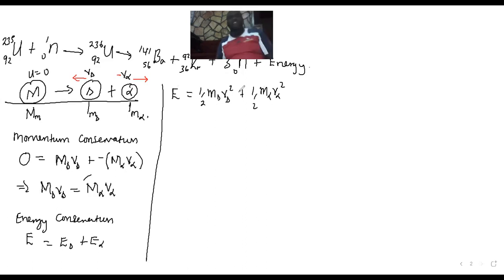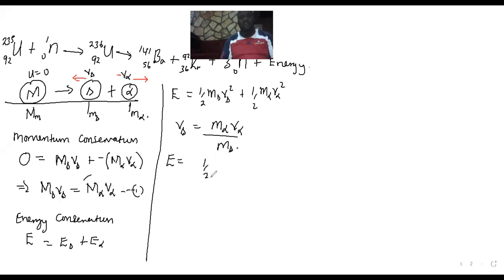If they ask you for the energy of the daughter nucleus, or if they ask you for the speed of the daughter nucleus, then we can say from this equation 1, I can make the velocity of the daughter nucleus the subject, and I'll have mass of the alpha particle, velocity of the alpha over mass of the daughter nucleus. So the total energy would become a half times mass of the daughter nucleus times mass of the alpha, velocity of the alpha over mass of the daughter, but the whole of this is squared, plus a half of mass of the alpha, velocity of the alpha squared. With this, you can factorize out the velocity of the alpha particle squared.